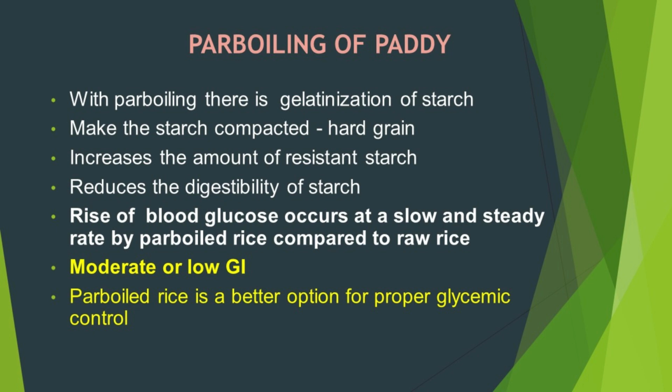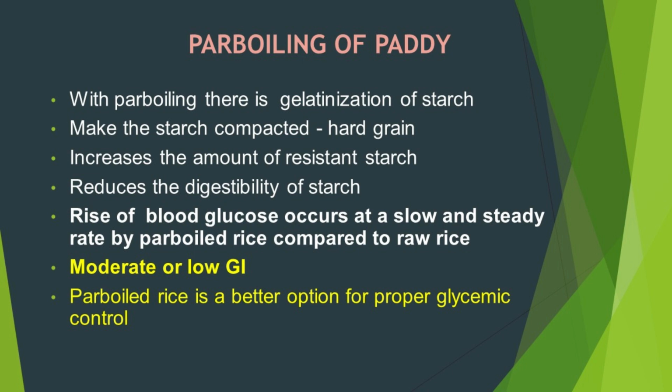With parboiling, there is gelatinization of starch, and that makes the starch compacted. When it is dried, the grain becomes hard. That increases the yield of the rice. And also with parboiling, the amount of resistant starch is increased, and that reduces the digestibility of starch.